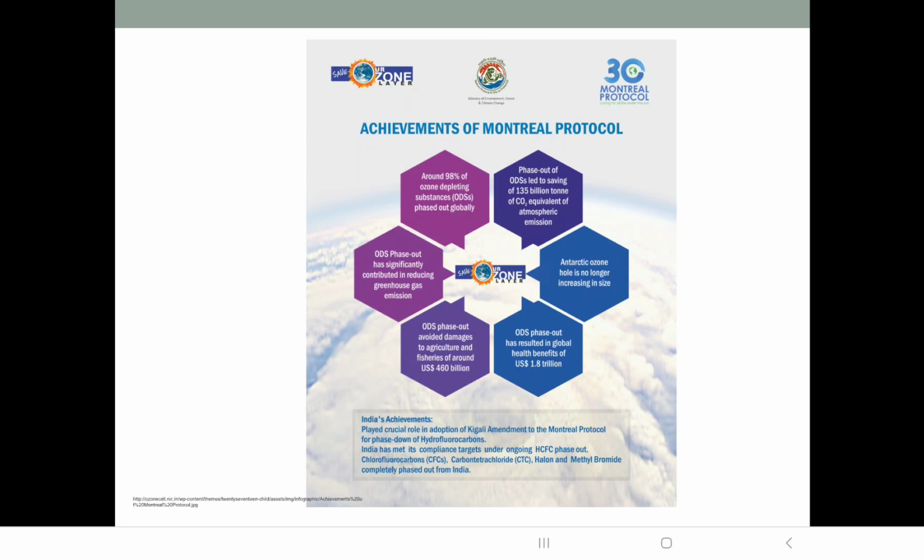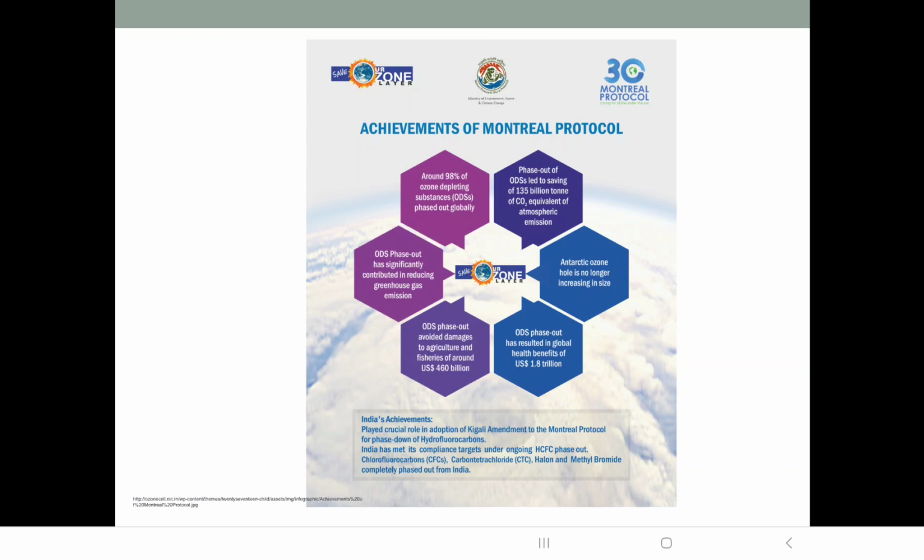Why is it important? Because all of these are greenhouse gases, ultimately leading to ozone layer depletion and warming of the atmosphere, and we have seen what adverse effects global warming has on the environment. Therefore it is significant, or rather it is the most successful agreement all over the world.